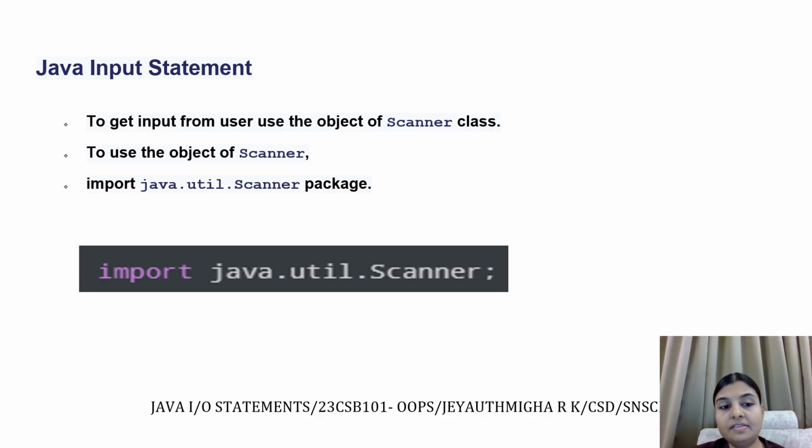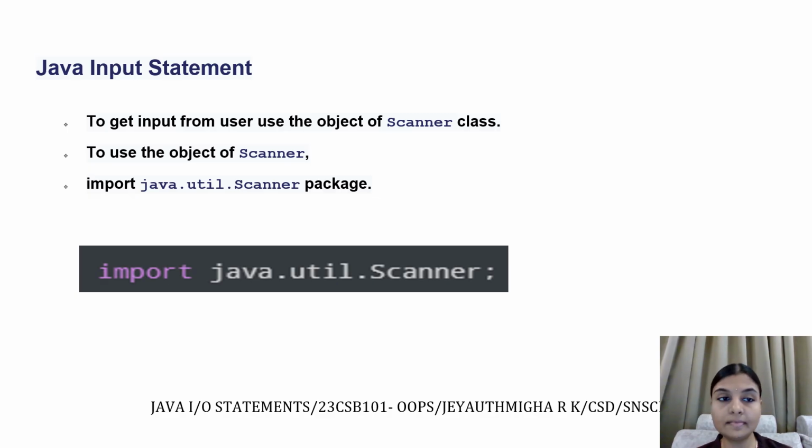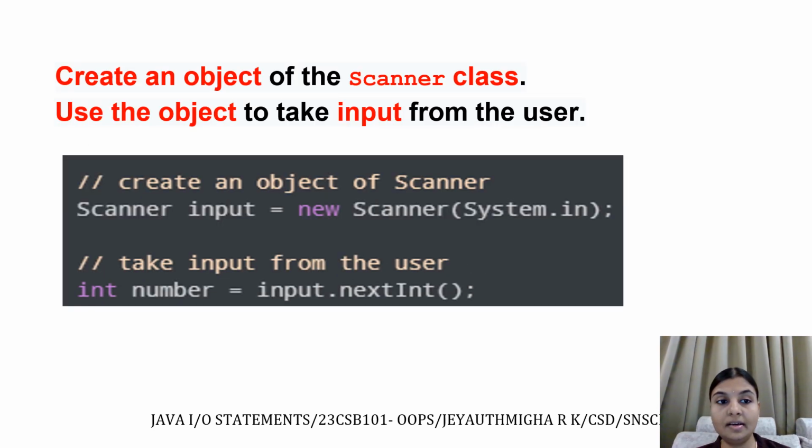So here we will be importing the Scanner class by using the keyword import, and it has to be in the first line of the program before the class definition. Import java.util.Scanner. So this is how it goes: import java.util.Scanner. So let's discuss the before slide, and then the coding.